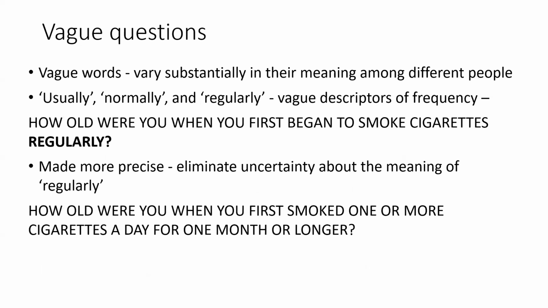Then, are your questions or the words you're using vague? That means different people will infer different meanings of those words. Now, if you're looking at frequency, the words usually, normally, regularly are vague descriptors. If you say, how old were you when you first began to smoke cigarettes regularly? Each person is going to think of this regularly in a very different way. You need to be more precise if you want to remove the uncertainty linked with the word regular.